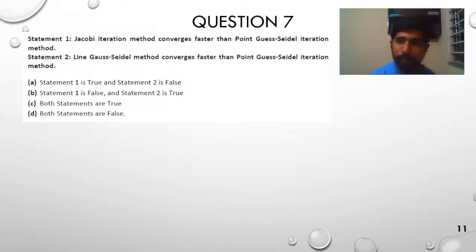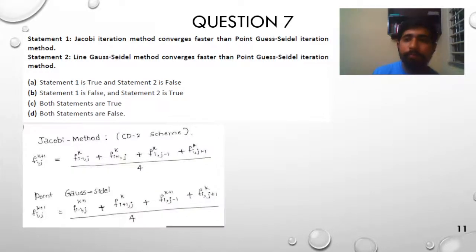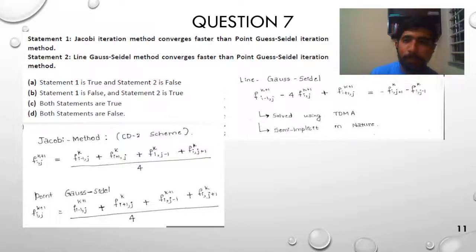Okay, let me ask a question. Is line Gauss Seidel faster or is point Gauss Seidel faster? Can you write down in the chat box whether line Gauss Seidel is faster or point Gauss Seidel is faster? I've got only one answer till now. I'm just listing those methods here in my presentation: Jacobi, point Gauss Seidel, line Gauss Seidel.